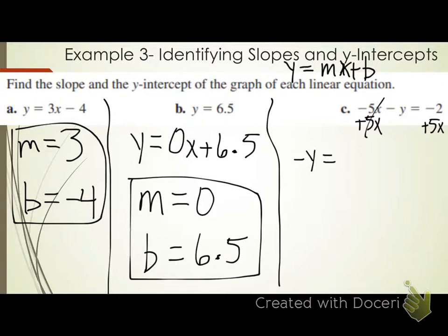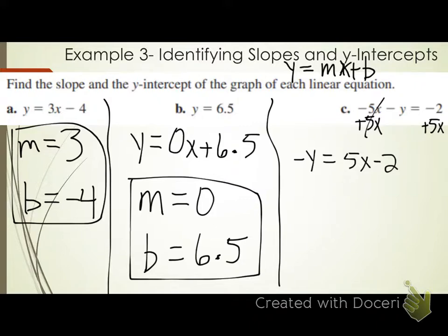Are negative 2 and 5x like terms? No, so I can't combine them. So it would be negative 2 plus 5x. I'm going to write it as 5x minus 2. You can write it either way. But I like the x first because that's what slope-intercept form is, right? So 5x minus 2 is y now by itself.